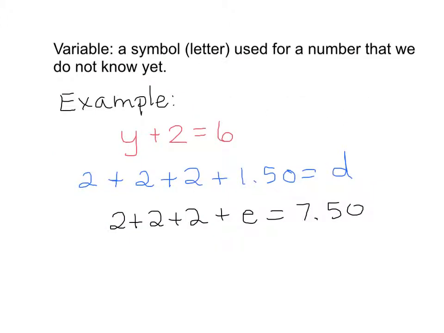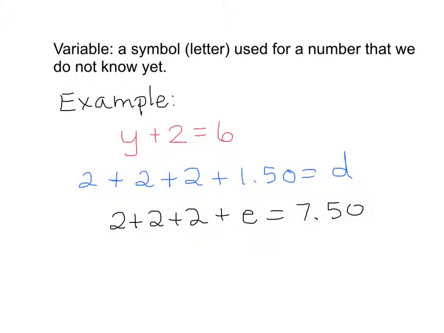Now we're going to add one more thing. We're going to add something called a variable. A variable is a symbol or a letter used for a number that we don't know yet. For example, in a math number sentence, we might see the letter y. Y plus 2 equals 6. Well, I know in your mind you know what goes where that y is.